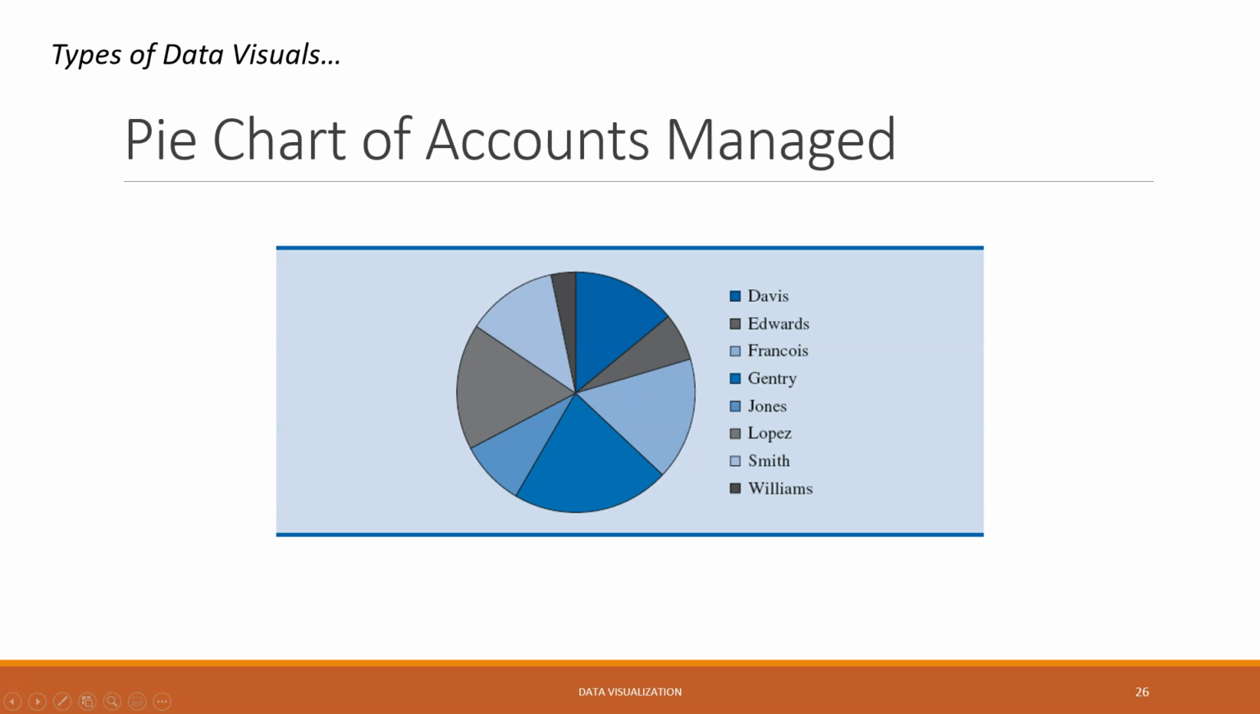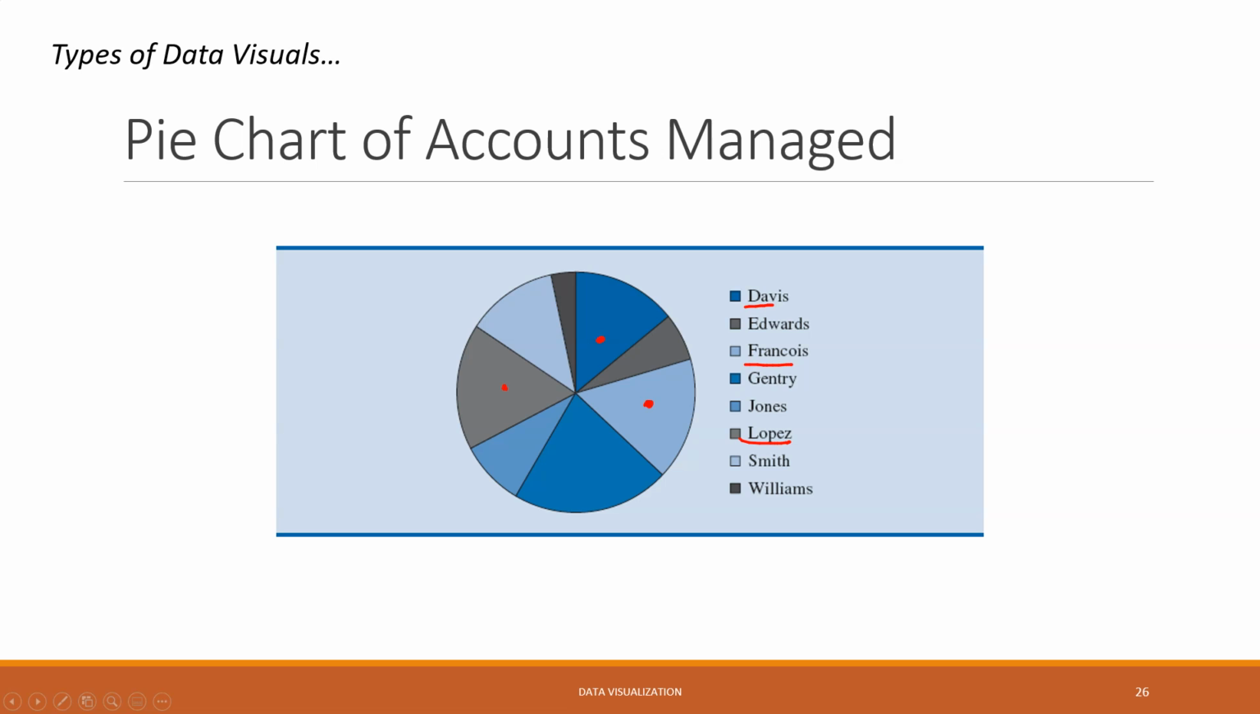Now, if I did not tell you that, I said, who makes the second most, or who managed the second highest number of accounts? Looking at this pie chart, it's really difficult to decide who manages the second highest amount of accounts. And the reason is because here we have this person, which 1, 2, 3, 4 looks like Gentry. Gentry seems to have the highest, but who has the second highest? It looks like this person here, which is Francois, and this person here, Lopez, seem to have the second, but I'm not sure about Davis.